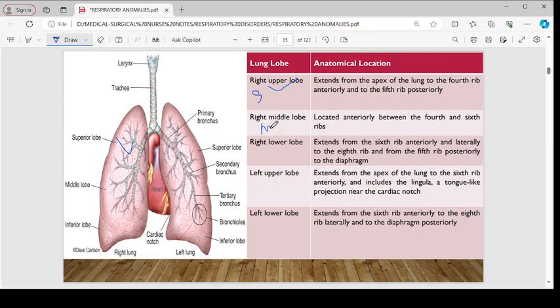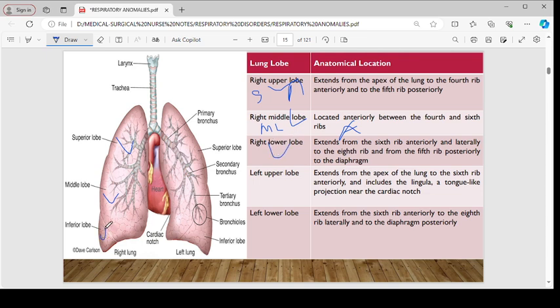This one is what is referred to as the middle lobe, and it's here, guys. It is located anteriorly between the 4th and the 6th rib. So this one can only be accessed anteriorly, while the upper right, you can access both anteriorly and posteriorly. Next, we have the right lower lobe. This is the inferior lobe here.